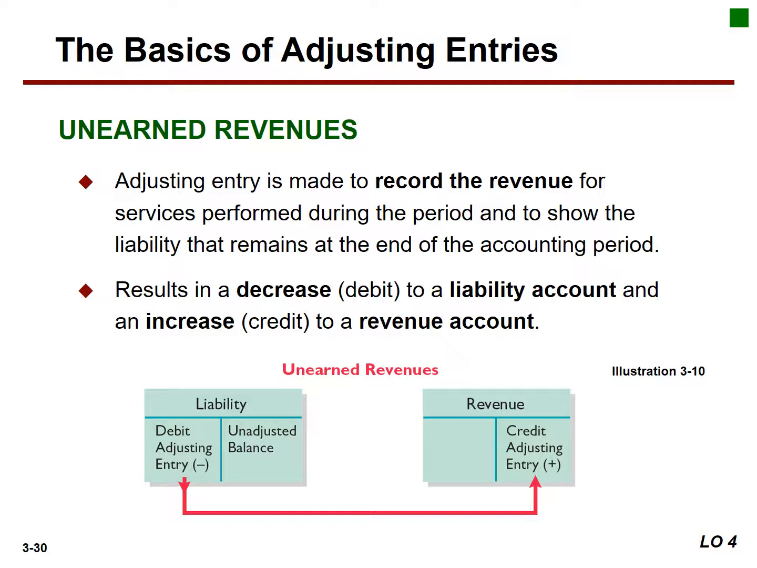Our adjusting entry for our unearned revenue is going to require us to analyze the unearned revenue account and make the determination whether or not any work has actually been done. We could analyze this account, and if we've not done any of the work, then there's no adjusting entry to be made. But if we analyze the account, see that we've done a portion of the work, this adjusting entry is going to involve us debiting that liability account, unearned revenue, and crediting our revenue account.